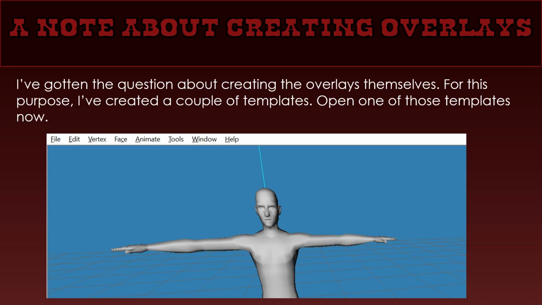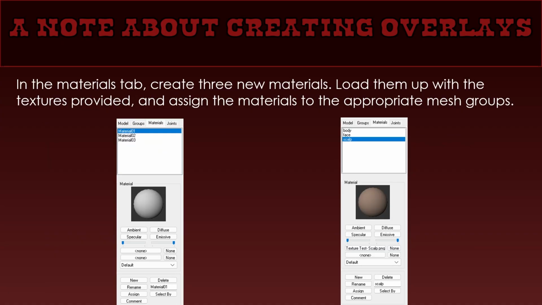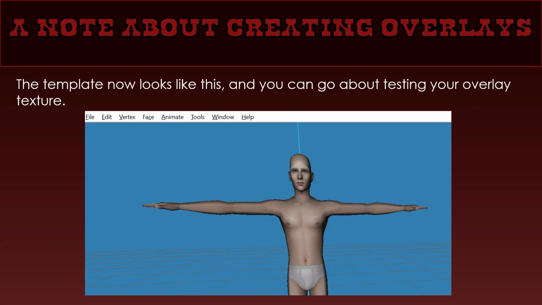I've gotten questions, how do you actually build the overlay? And I didn't cover that in the previous workshop, so we will look at that here. I've created a couple of body templates. Those are available in the resource post. You just open one of those up in Milkshape. Then in the materials tab, you create 3 new materials, rename them body, face, and scalp, and you load the appropriate textures into each material. Then you go back to the groups tab and you assign one mesh group to each of the materials. And in the 3D viewport, it should look something like this now.